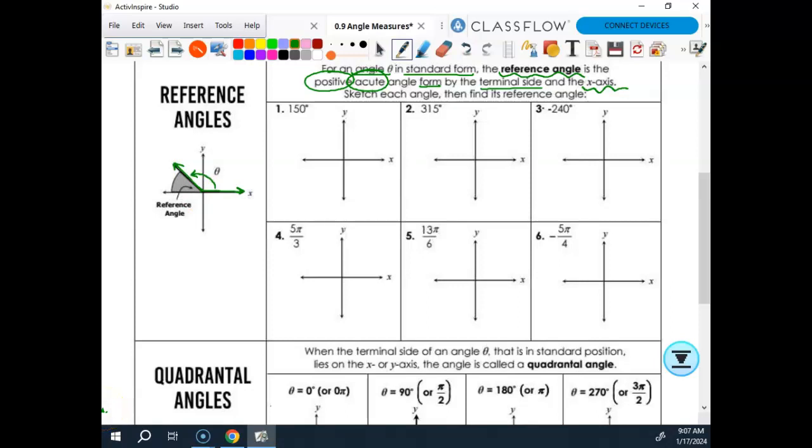Basically, the way you want to think about this is the shortest way back to the x-axis. That's this right here. That makes this the reference angle. If our angle is theta, our reference angle is alpha. Okay? Alpha is kind of the generic, anytime you're talking about reference angle, we just refer to it as alpha. So to write it, it is the lowercase alpha.